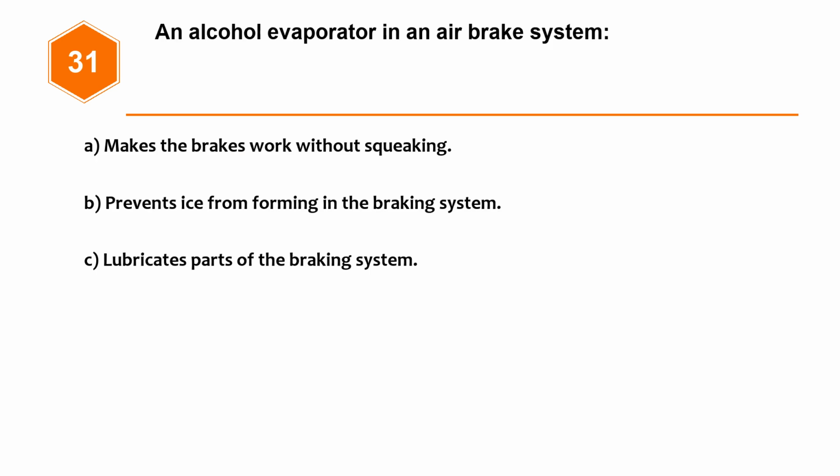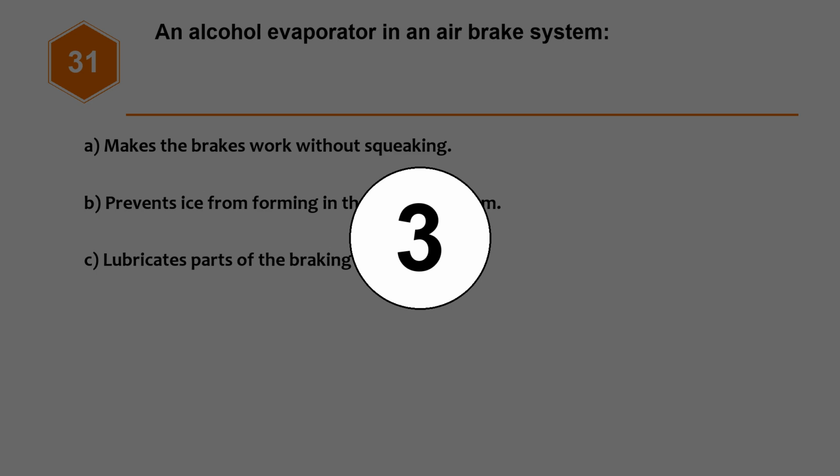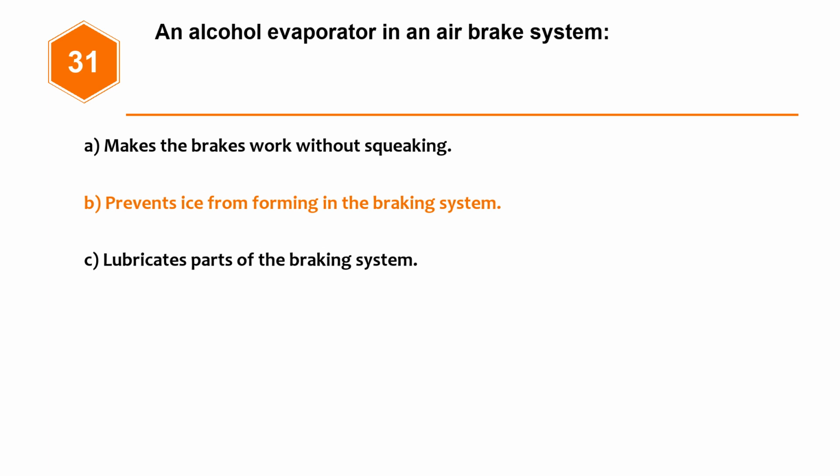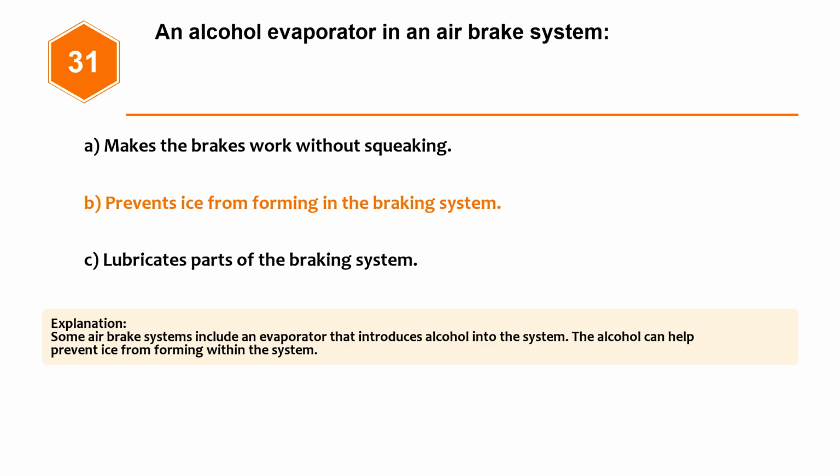Question 31. An alcohol evaporator in an air brake system. Option A, makes the brakes work without squeaking. Option B, prevents ice from forming in the braking system. Option C, lubricates parts of the braking system. The correct answer is option B, prevents ice from forming in the braking system. Explanation. Some air brake systems include an evaporator that introduces alcohol into the system. The alcohol can help prevent ice from forming within the system.